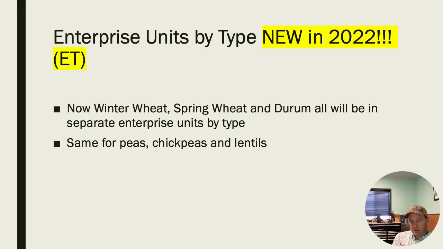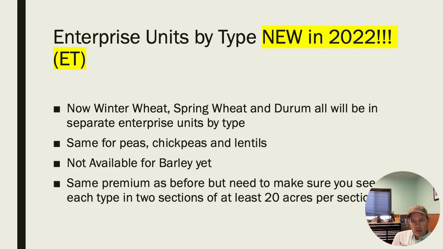Same for peas. Now the chickpeas, the lentils, even the types of chickpeas are in separate enterprise units. Not available for barley yet. So if you do feed and malt varieties, it's going to combine the two varieties together for your claim and your guarantees together before it pays out, but you'll still have the big discount. It'll just combine the two, just so you know.